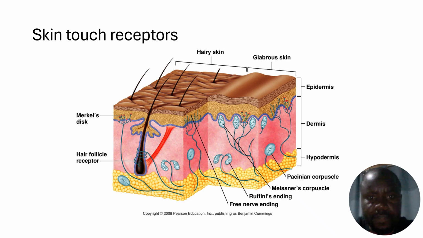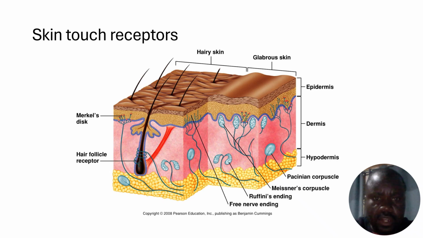So in the glabrous skin, you find a few Meckel's discs, but we have a lot of Meissner's corpuscles, these round receptors. But on the hairy skin, or non-glabrous skin, you have fewer Meissner's corpuscles.